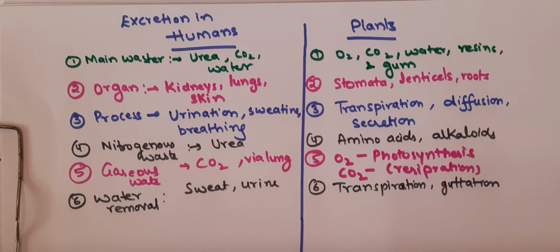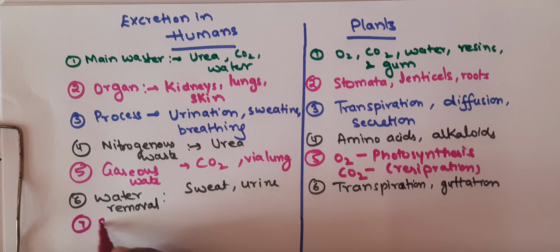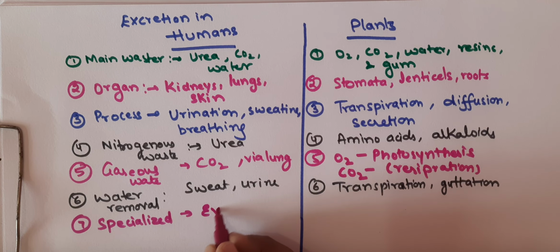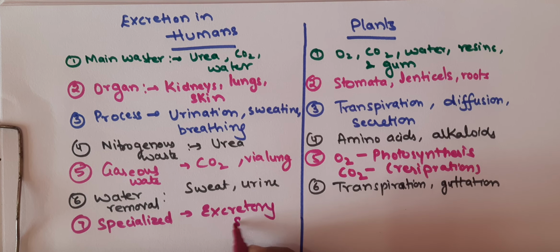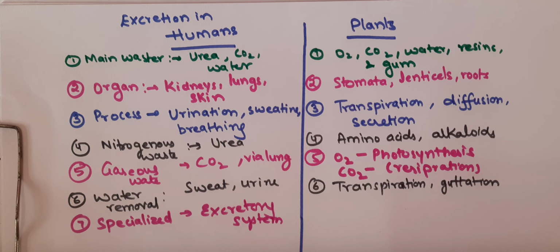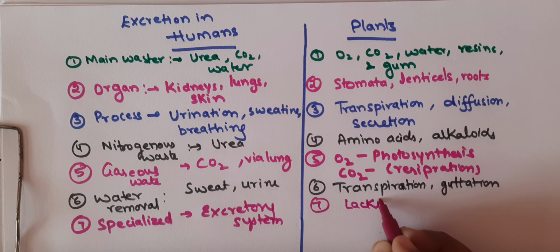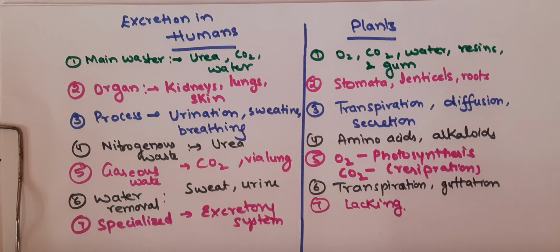Now if we talk about the specialized system, that is the next difference between the two. So in the human, a specialized excretory system is present. However, such a system is lacking in the case of the plant. If you talk about storage, then there will be no storage of the excretory product in humans. However, plants will sometimes store the waste such as resins and latex.